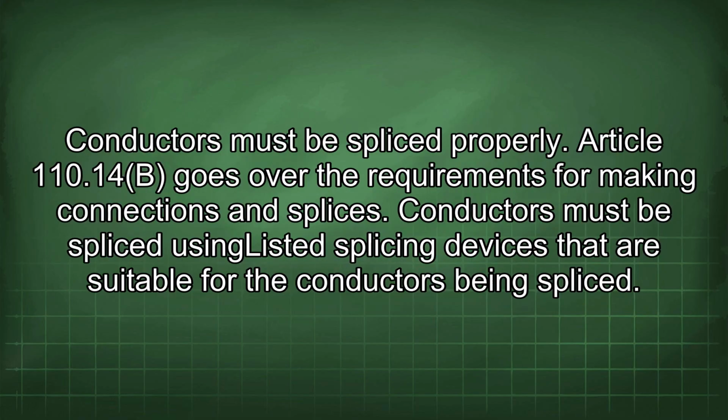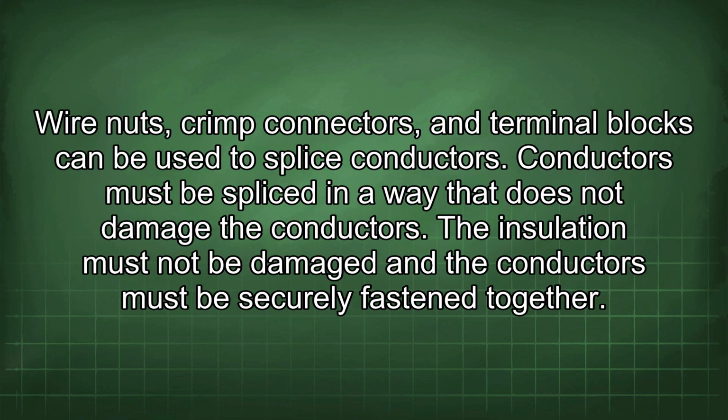Conductors must be spliced properly. Article 110.14(B) goes over the requirements for making connections and splices. Conductors must be spliced using listed splicing devices that are suitable for the conductors being spliced. Wire nuts, crimp connectors, and terminal blocks can be used to splice conductors. Conductors must be spliced in a way that does not damage the conductors. The insulation must not be damaged and the conductors must be securely fastened together.